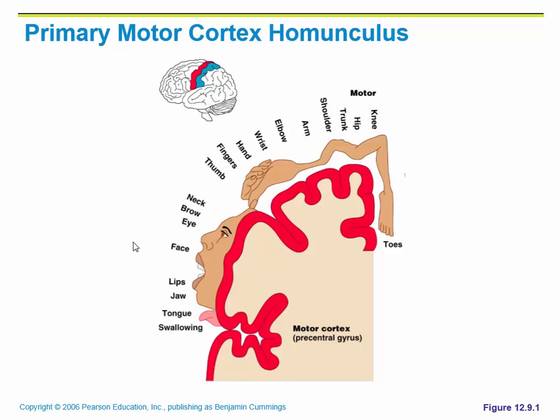Now there's something called a homunculus, and what this is is a region of the cerebral cortex that is going to be communicating and controlling certain areas of the body. So this is called the primary motor cortex, and you can see that there's kind of a strip. It's this red strip that you see here, and each portion of that red strip is going to be controlling a certain portion of the body.